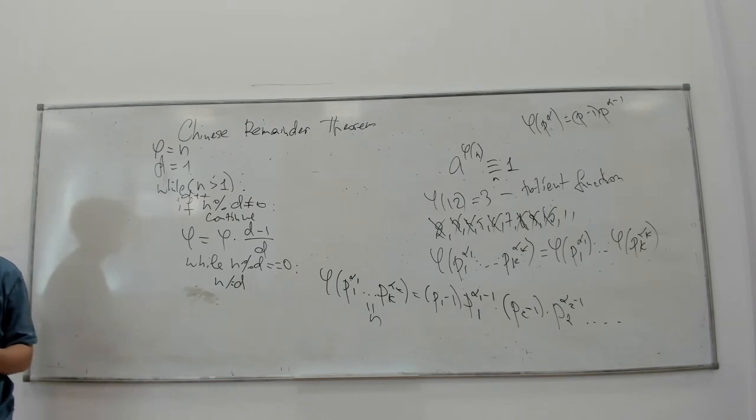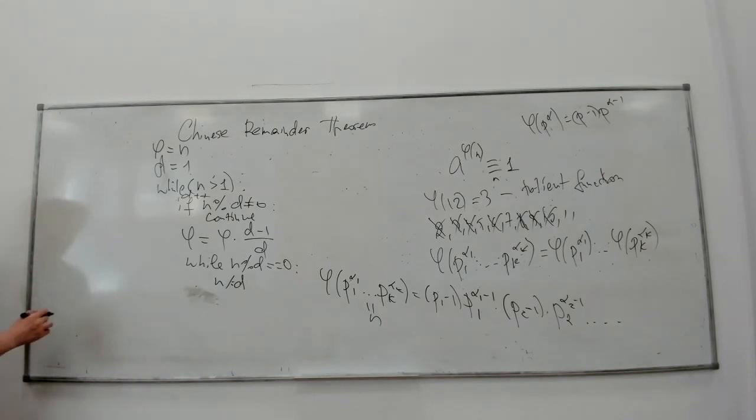So that's it. That's how to calculate the Totient function, and it will help you to get the inverse one, because the inverse of a modulo n is a to the power of phi of n minus 1. Exactly as with the prime number, where we have p minus 2, here we have phi of n minus 1.